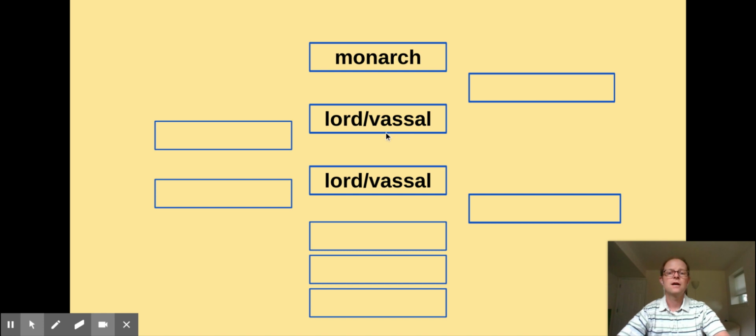Okay, and then the lord at this level may subdivide their own giant fief into other smaller pieces and grant it to other folks, other lower nobility, who would become the lord of that land, but also the vassal of the person above them in the social structure.